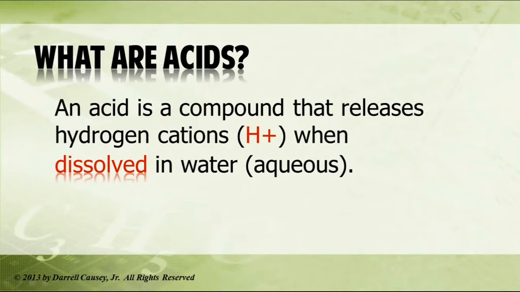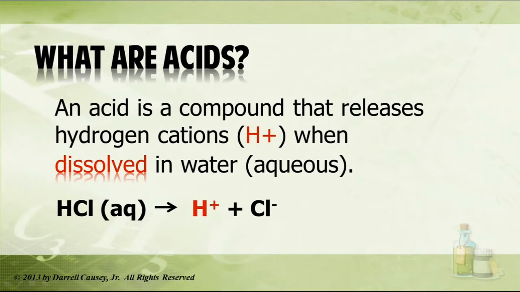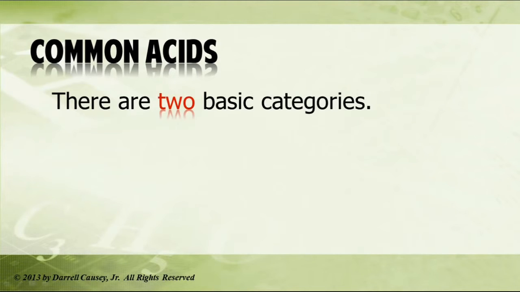And here's an example. Hydrogen chloride, when dissolved in water, gives us hydrogen ions and chlorine ion. And there we have it. It's an acid. There are two types of common acids. There are binary acids and there are oxyacids.